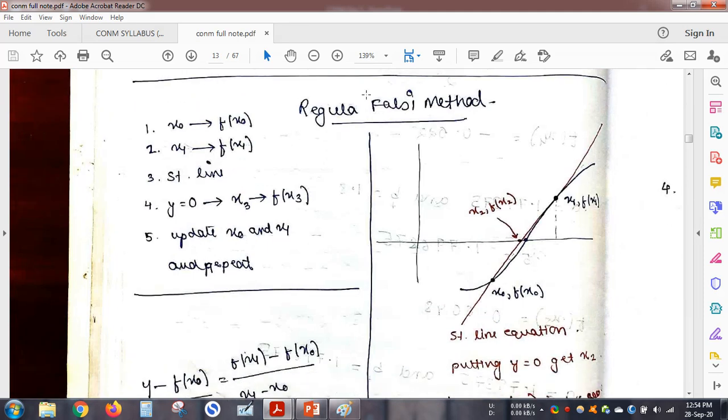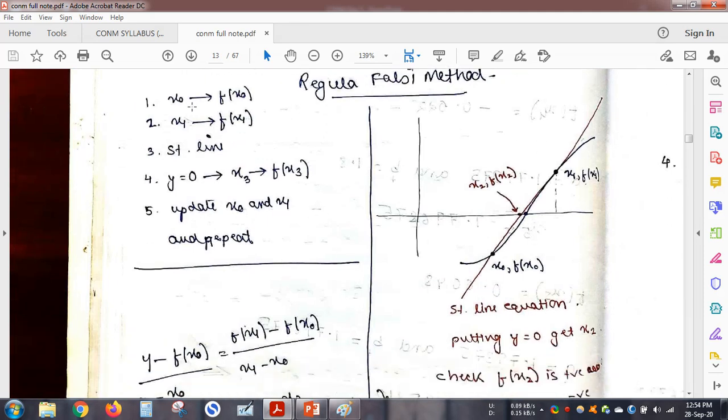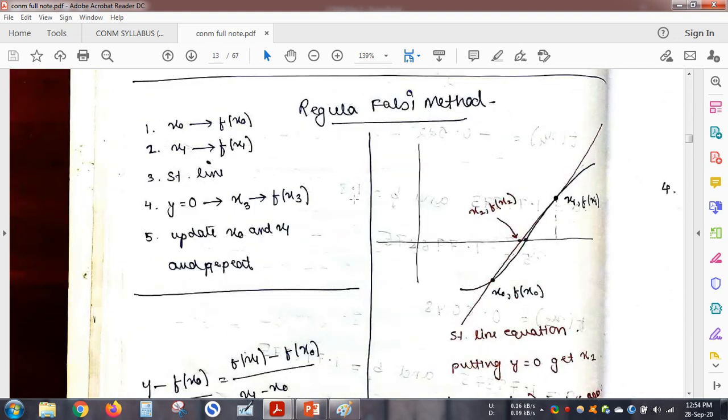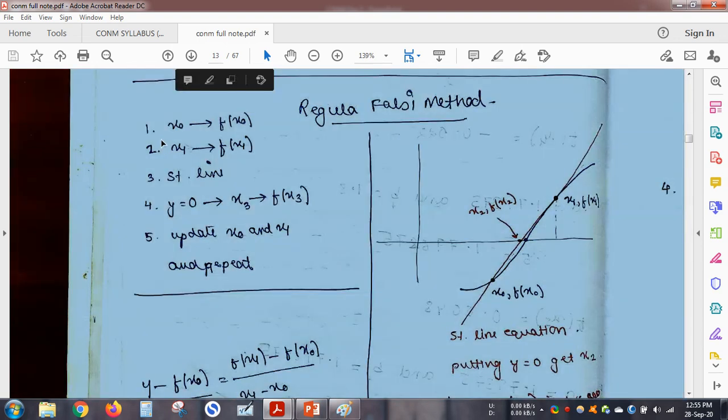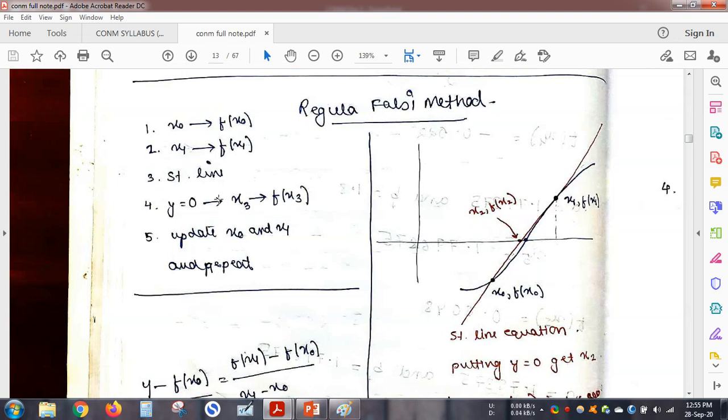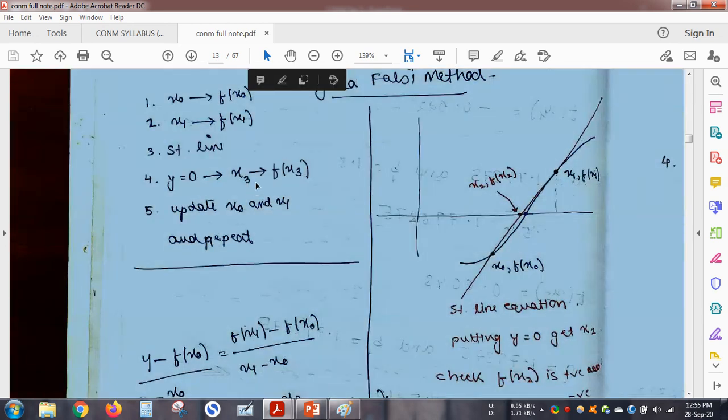So in the regular falsi method, I have my function. By using the trial and error method, I will find x0 and the value of y at that x0. I will find x1 and the value of y at that x1. I will find a straight line, then put y equals 0 and find my x3. This x3 is basically the approximated root.